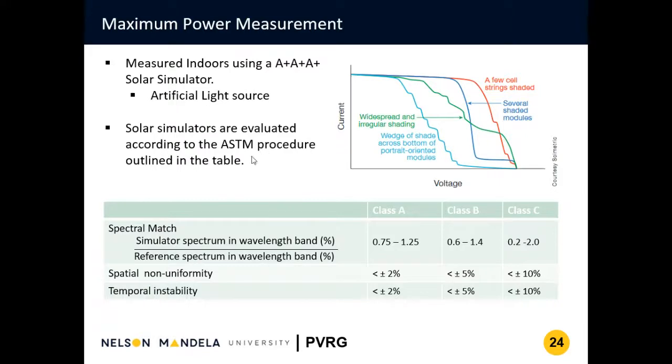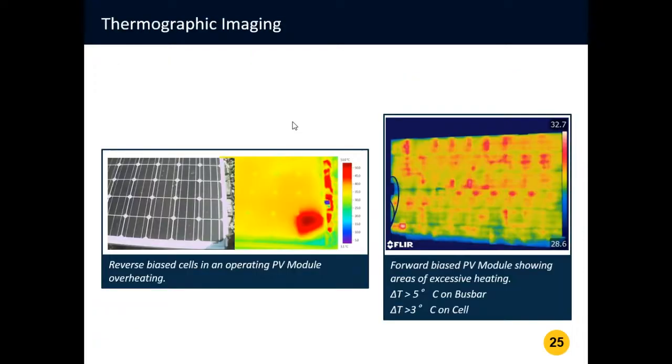So this IV curve at the top shows the effects of different shading patterns on a string of modules. It quite clearly shows that when you're looking at the IV curve, you can assess what sort of shading effects are present within the string that you're assessing.